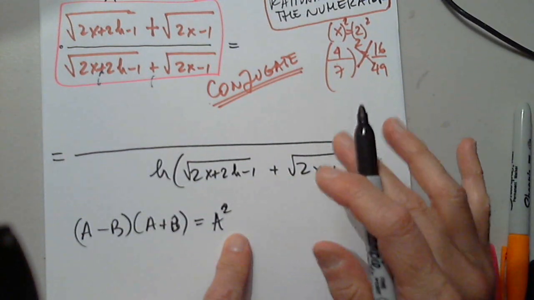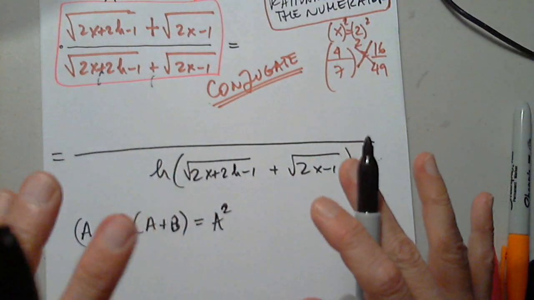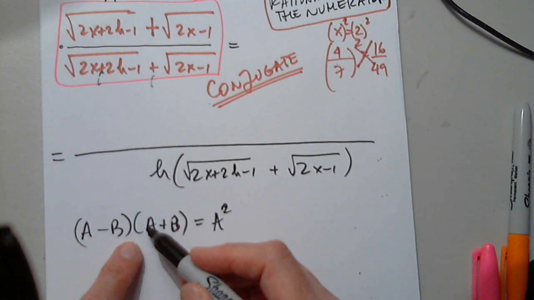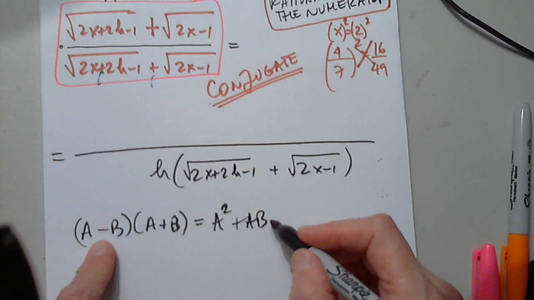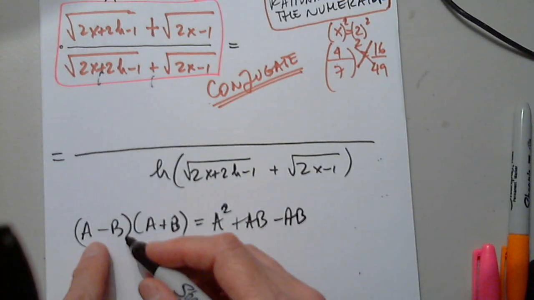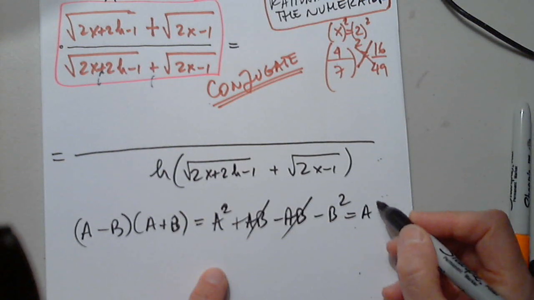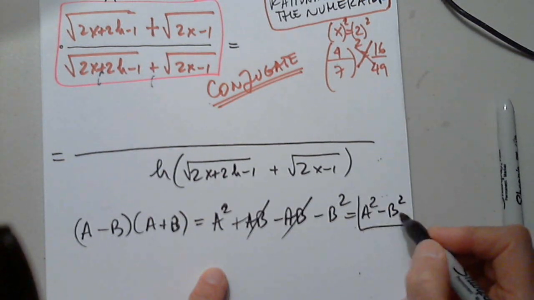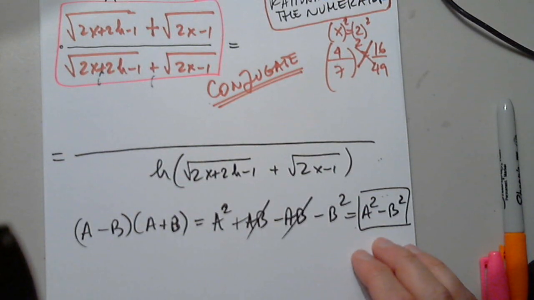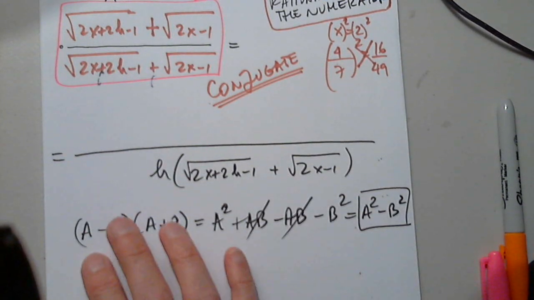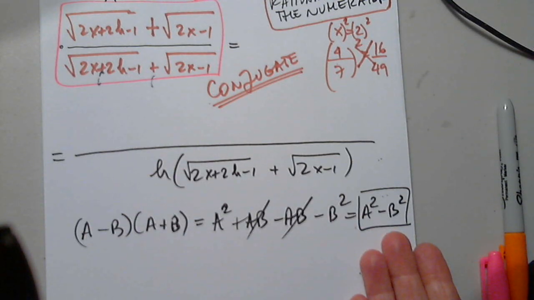The reason why is because this is well known. But okay, let's do it the first time. So a times a, a times b, a times negative b, and then negative b times b. So this is the difference of squares, which is a squared minus b squared. This comes from beginning algebra. A minus b times a plus b, or a plus b times a minus b, is this.